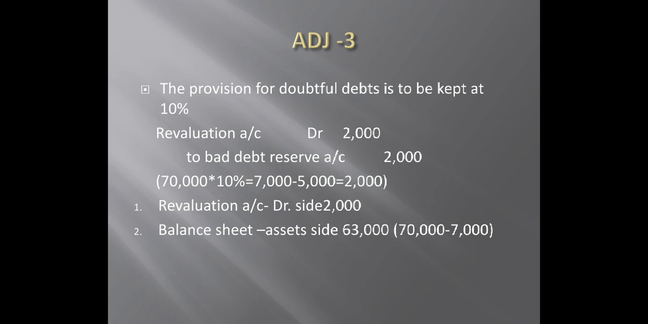Now the second effect, in balance sheet asset side you will be writing debtors in inner column 70,000 minus bad debt reserve 7,000. How? 5,000 is already there plus 2,000. 2,000 is the amount of adjustment, and as I said, every adjustment is having two effects. So this way the net amount of debtors is 63,000, which is to be written in the outer column of balance sheet.